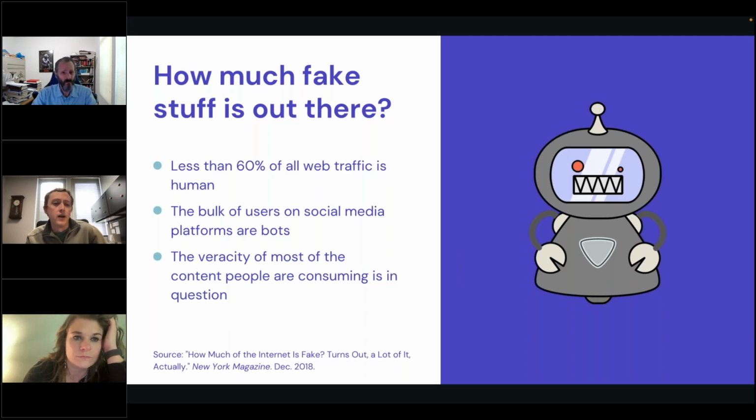They determined that less than 60% of all web traffic is human. The bulk of users on social media platforms are bots, and the veracity of most of the content people are consuming is in question. The internet, in some sense, can't really be trusted by the average person, because what they're viewing is part of some fictional universe in many cases.